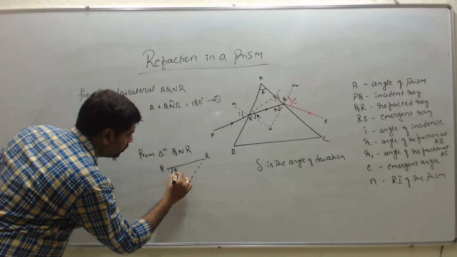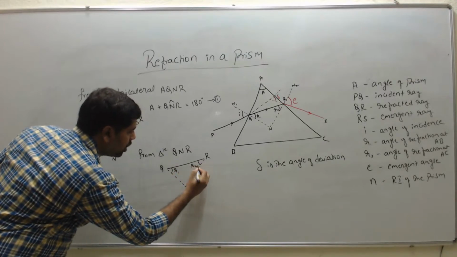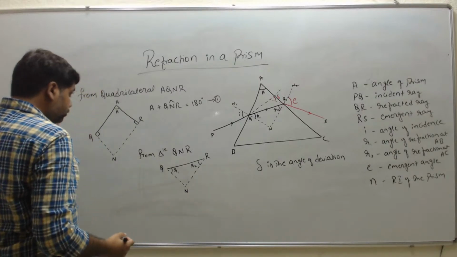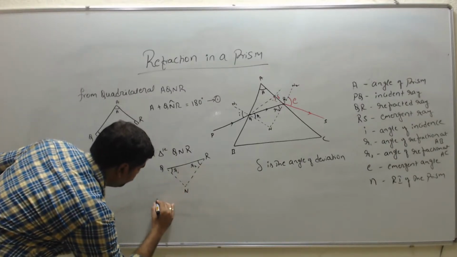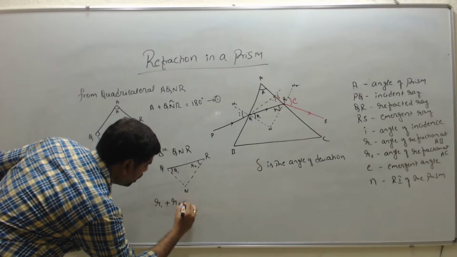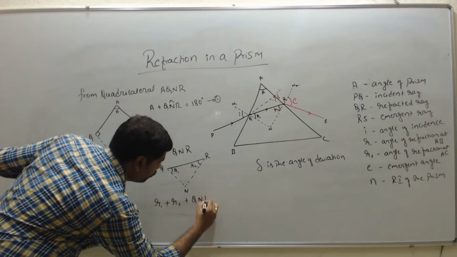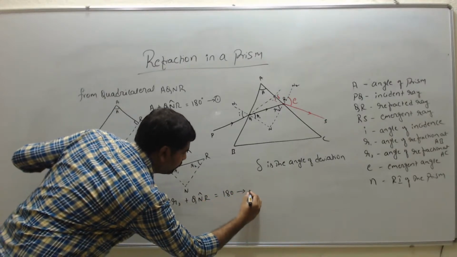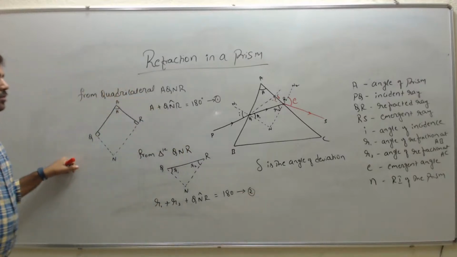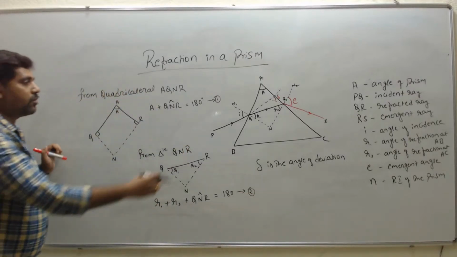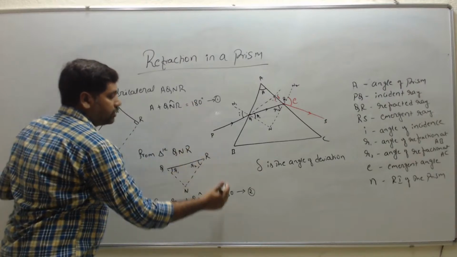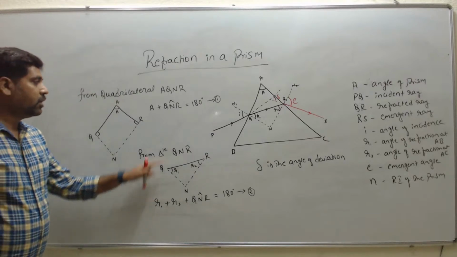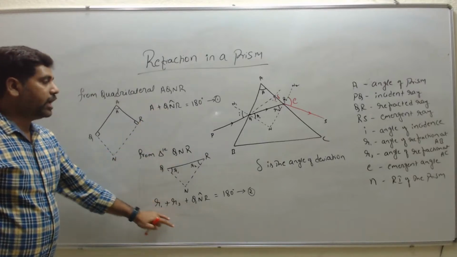So this angle is R1 and this angle is R2. The sum of the angles in a triangle equals 180 degrees, that is R1 plus R2 plus angle QNR equals 180 degrees. Take this one as the second equation. If we observe the first and second equations, the RHS terms of the two equations are the same, so we can equate the LHS of these two equations.